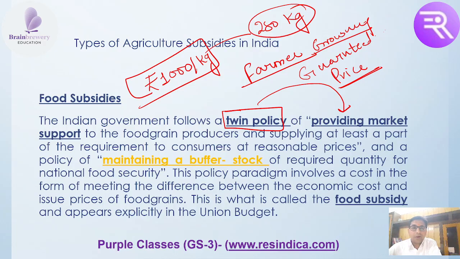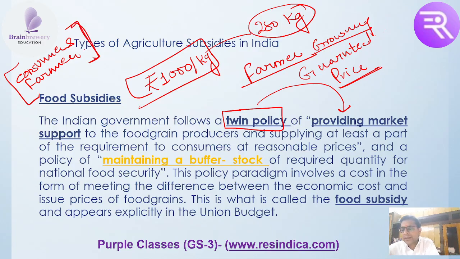At least a part of the requirement should be available to the consumer at reasonable prices. We want to provide proper market support so that both consumer and farmer are protected from the market. The consumer should get better prices, and the farmer should get better prices. The consumer should not get too high prices, and the farmer should not get too low prices, because the farmer also has to maintain a certain level of income, and he or she doesn't know what the agriculture prices will be after a few months. So here we are protecting the farmer, and also the consumers.